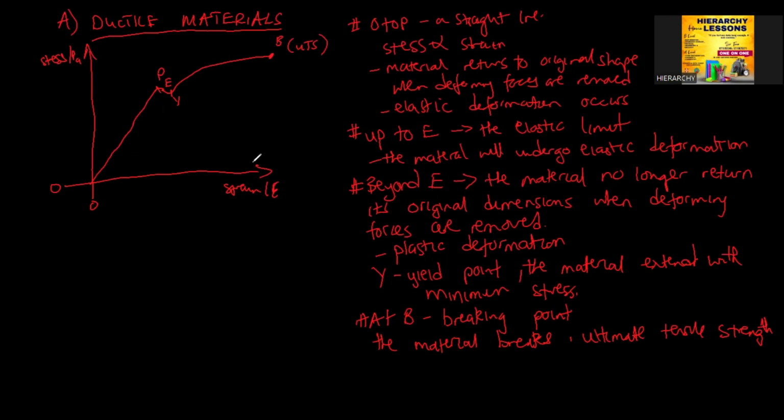So what are the examples of ductile materials that we have? For ductile materials, it's usually metals such as iron, we have steel, we have copper, right? So those are the examples of ductile. What does ductile mean? Ductile means it can be drawn into wires. That's what ductility means, right?